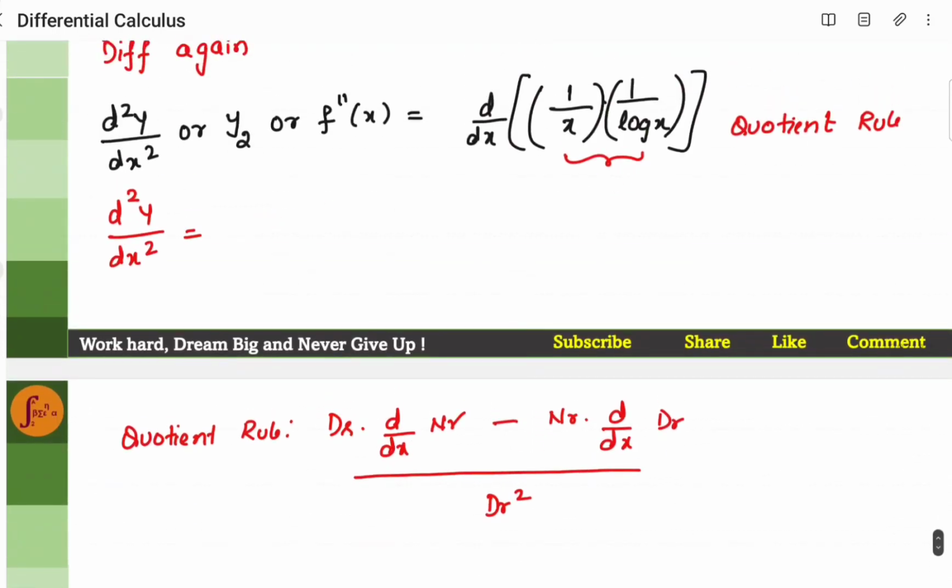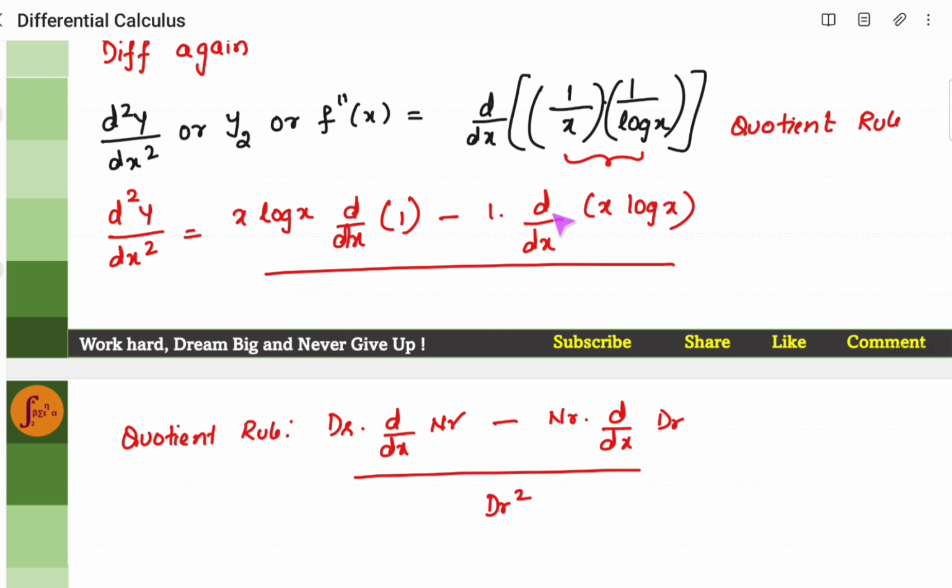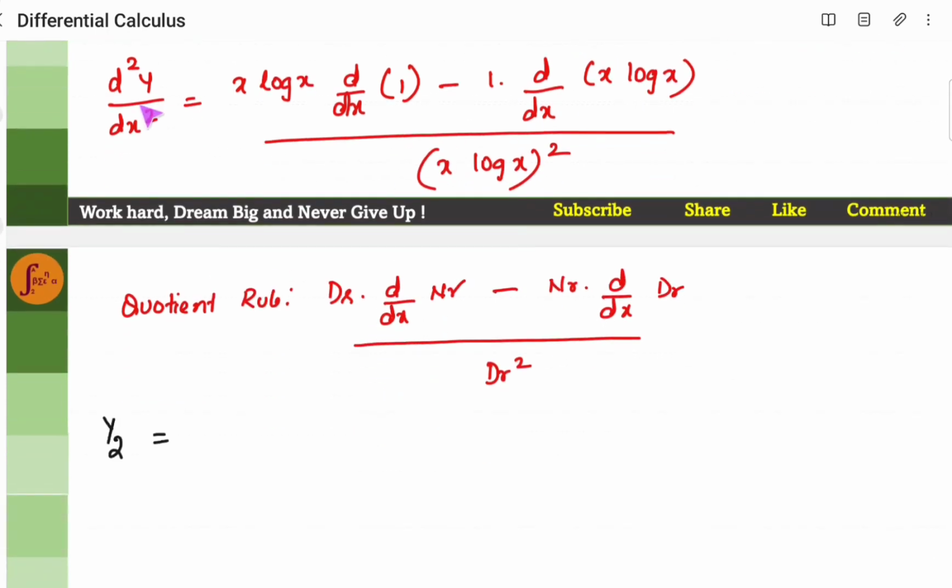Now what is the denominator here? x log x. And what is there in the numerator? Only 1. What is the derivative of 1? 0. Minus numerator, which is 1, into derivative of denominator, which is x log x, by denominator square, that is x log x the whole square. Instead of this, I'm writing y2. Derivative of 1 is 0, so this entire thing will become 0. Minus derivative of x log x.